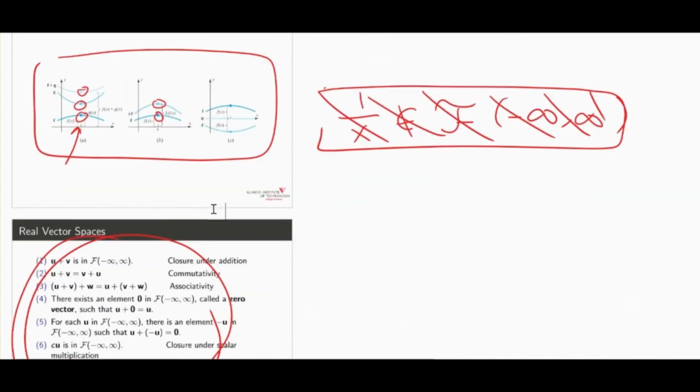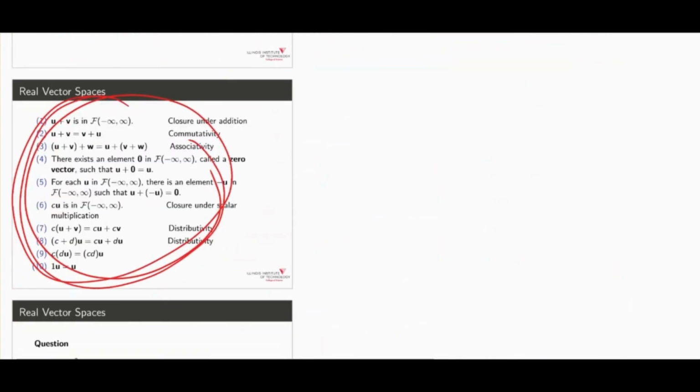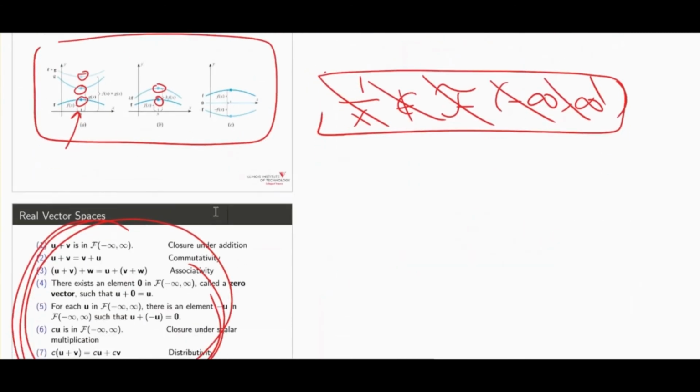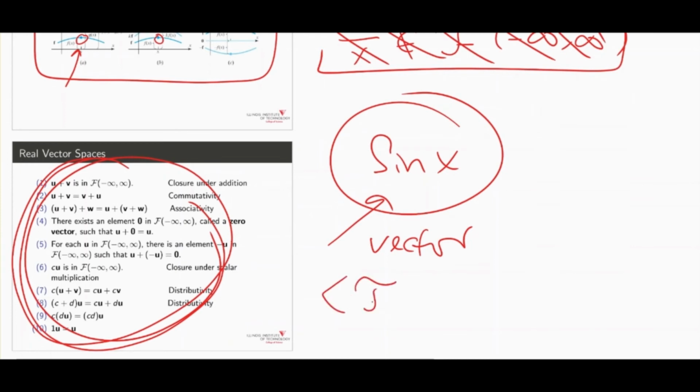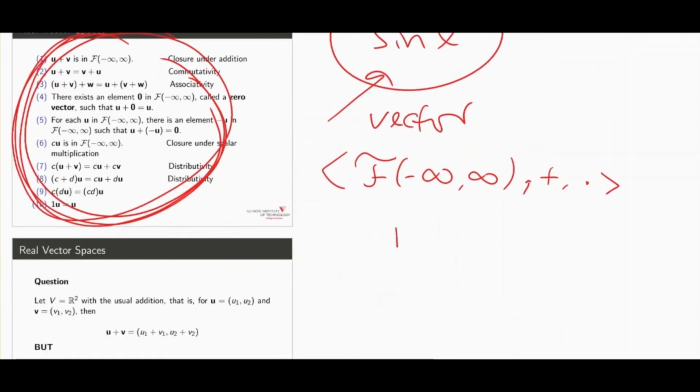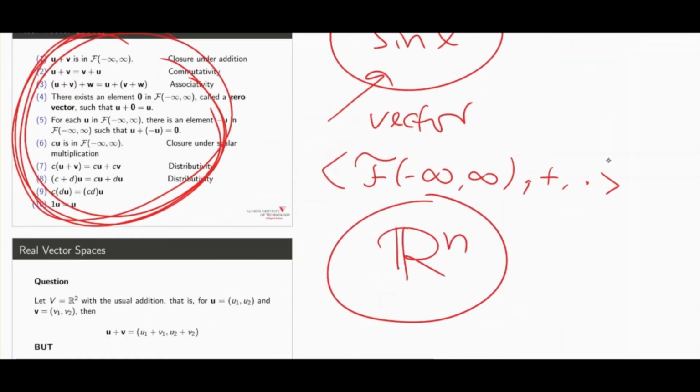You can verify that all these properties are still satisfied. So we can now point to a function sine x and say, this is my vector. Why is it a vector? Because it is an element of the vector space. What vector space are we talking about? We are talking about this vector space. Why is it a vector space? Because it satisfies these 10 axioms. Anything that satisfies these 10 axioms will be a vector space, and every element in it will be called a vector. So if you have a theory that works for this, it will work for this as well.